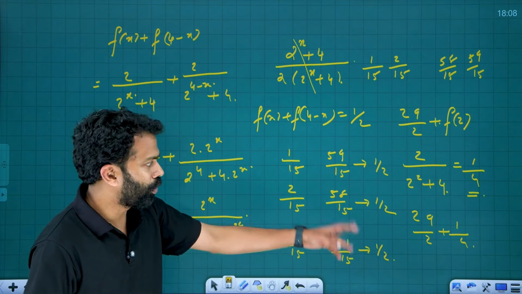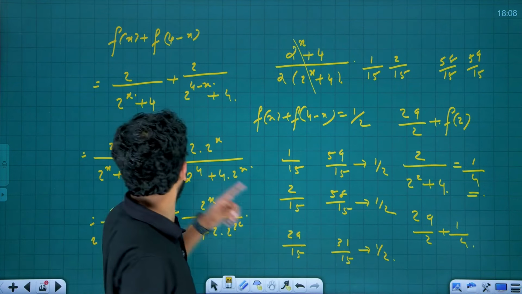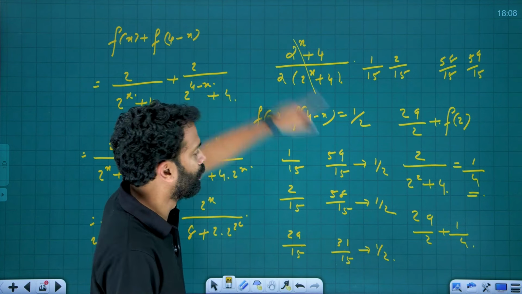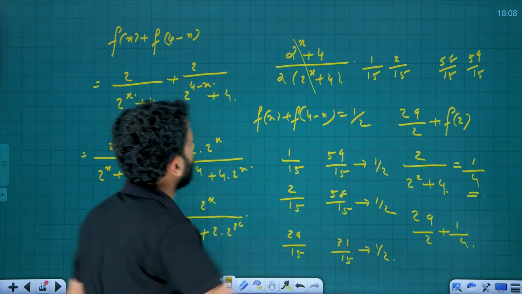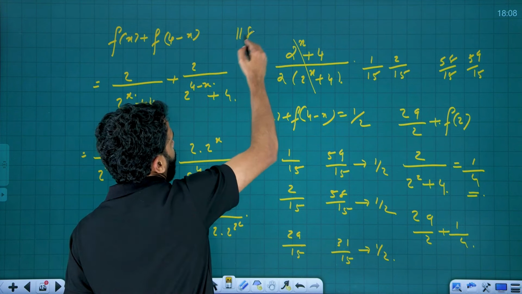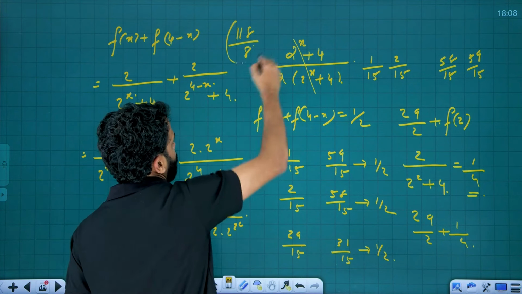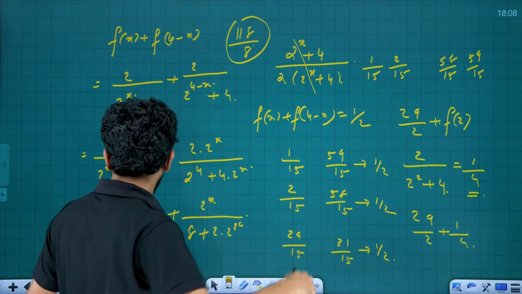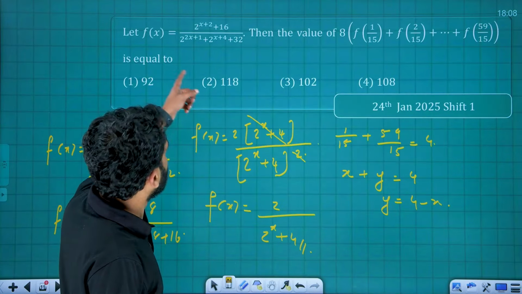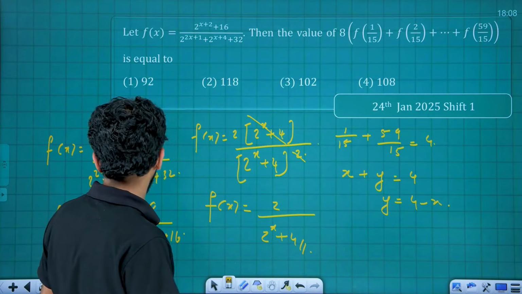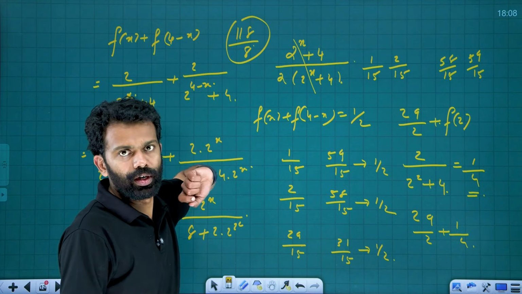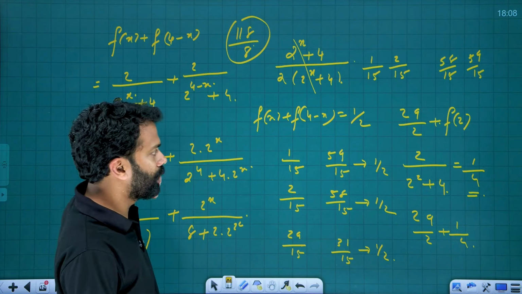If you cross multiply it, the value I can write here, that is 118 by 8. The value will be 118 by 8. So, that is what the sum is, but I think you need to find 8 times of that value, right? Therefore, 8 times of that value will be 118 itself. I hope you got the idea here.